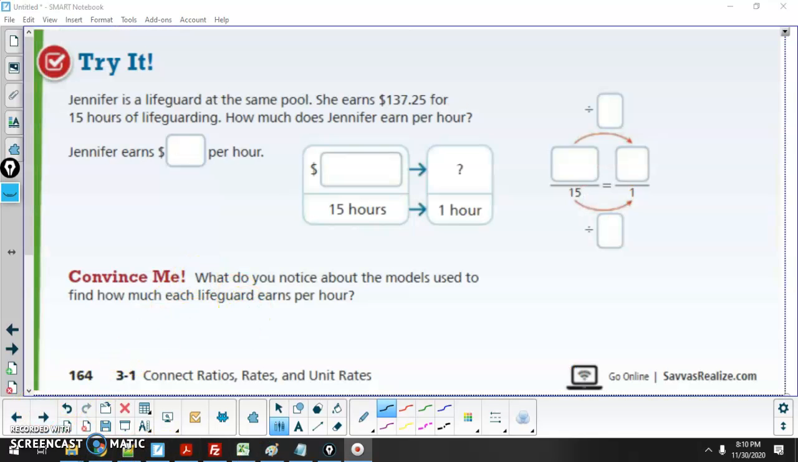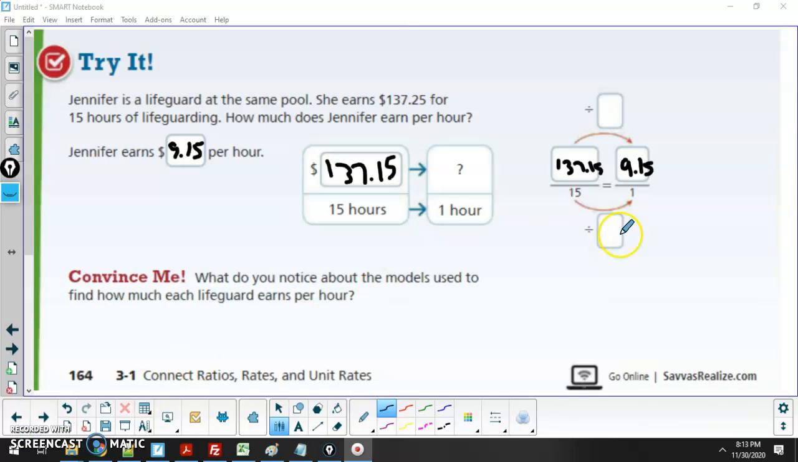All right. So here is another little problem about Jennifer. She's making money too. You have to figure out her unit rate. So you can pause the video and get out your calculator, and I want you to calculate Jennifer's unit rate. Okay, we're back here. I hope you figured it out. You could use a calculator here. Take 137 divided by 15. You get 9.15 per 1, or $9.15 per hour. They want you to show here that you're dividing both the top and bottom by 15. You don't really have to write this on your work. I could kind of understand that if you don't.